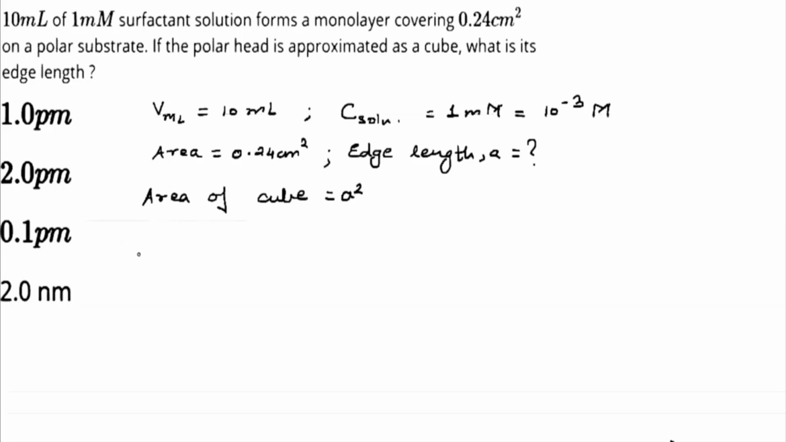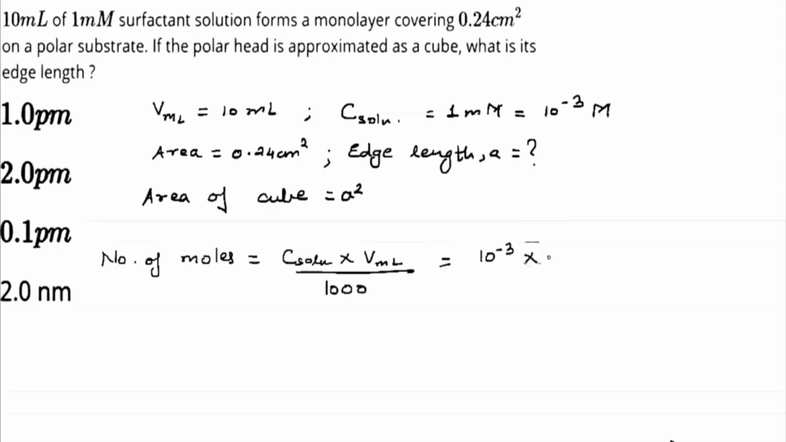Now, first of all, let us find out the number of moles in this 10 ml of 1 millimolar solution, which is covering the specific area. So number of moles will be equal to the concentration of the solution into volume in ml divided by 1000. This is going to be 10 raised to minus 3, this is 10, and here we have 10 raised to 3. So this becomes minus 3 minus 3 is minus 6, and minus 6 plus 1 is minus 5. So 10 raised to minus 5 moles are there.